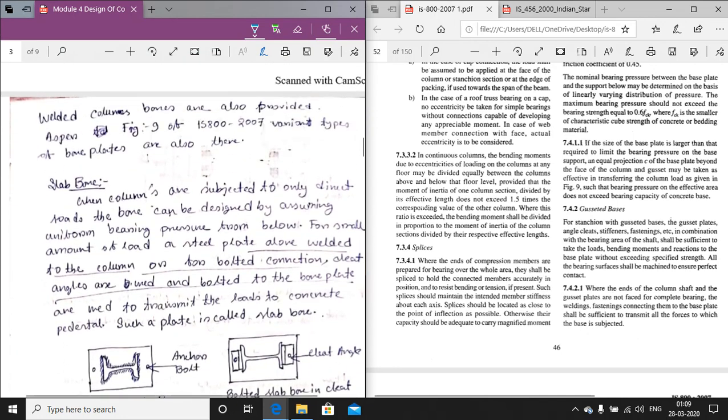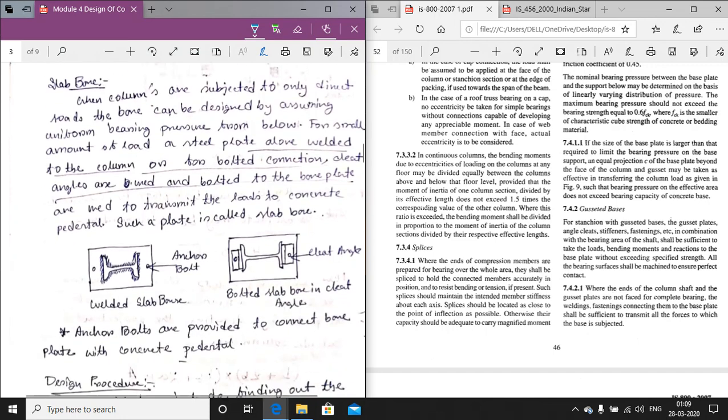Now coming to today, we will be going for the design of a slab base. We will see the procedure of design of slab base, and then we will do our example. In the next class we will try to discuss the gusset base and the design of the gusset base. So in today's class we will discuss what is slab base and how to design the slab base.